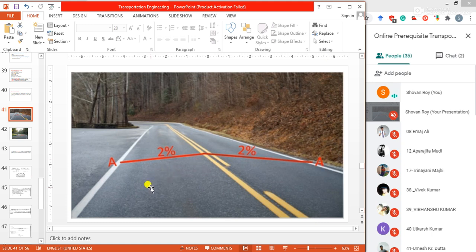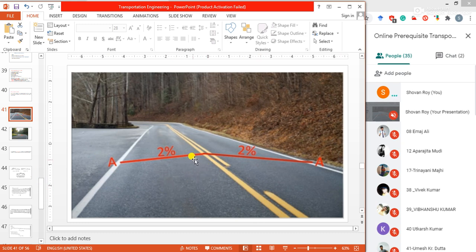Suppose for the left lane, again I am saying, for the left lane the right portion is raising, the left portion is down, and for the right lane the left portion is raising, the right portion is down. So this crown or this raising portion, if we provide much more elevation corresponding to the edges, much more vertical elevation, then that can be said as a steeper.